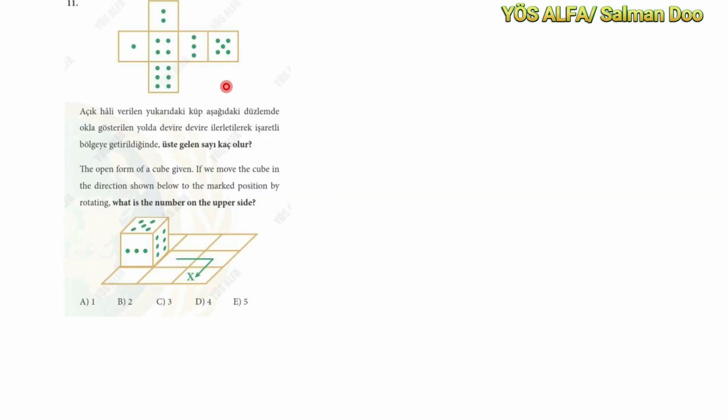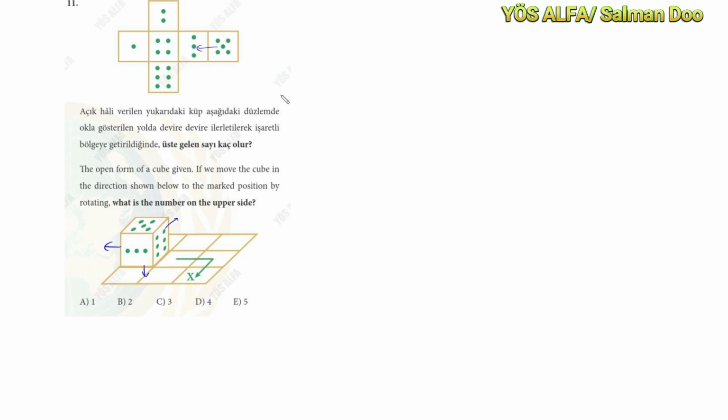Number 11. The open form of the cube is given, and the closed form is here. If we rotate the closed form in the arrow direction shown, what is the number on the upper side at X position? So we'll first try to figure out the missing sides of the cube. Since we have 5 on top and 3 on front surface, so it is going this way.